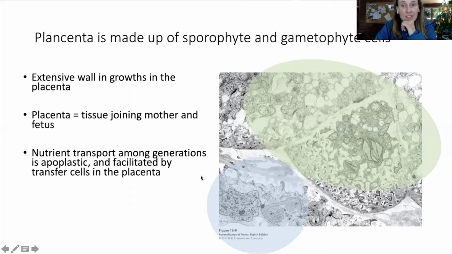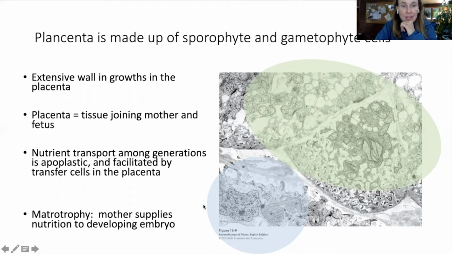And the upshot is the sporophyte gets nutrients to grow before it's photosynthetic, so it can leave the gametophyte generation, or not leave the gametophyte generation and be quite independent before it has to photosynthesize by itself. So matrotrophy is just the mother supplying, or the gametophyte in this case, supplying nutrition to the developing embryo. And it was a big innovation.